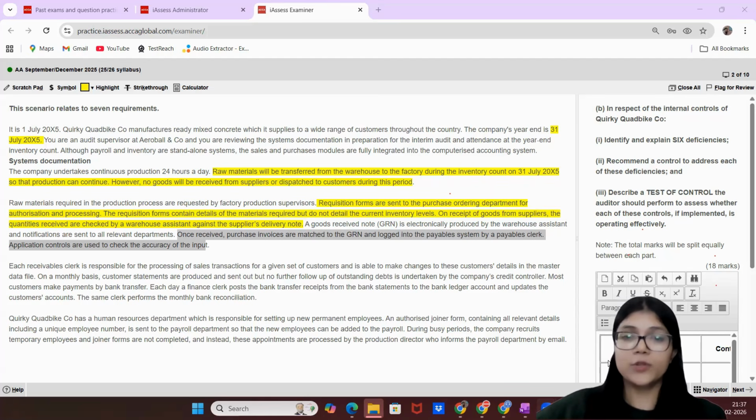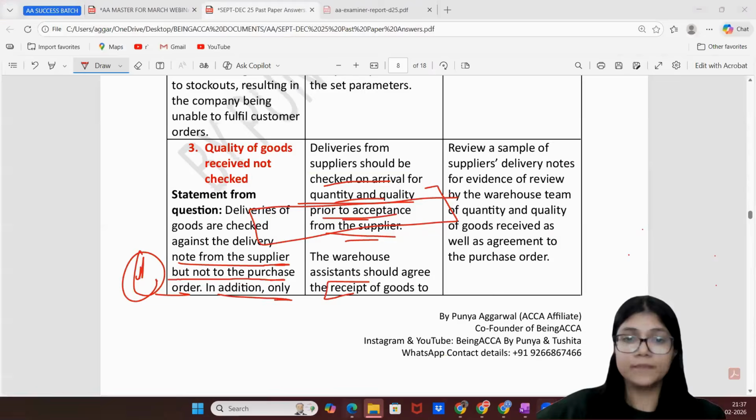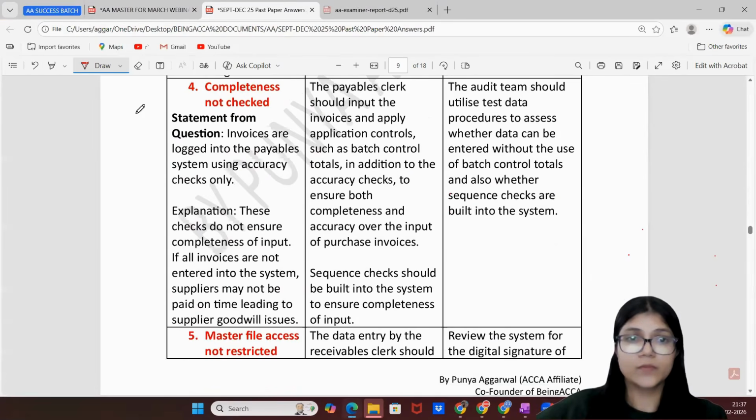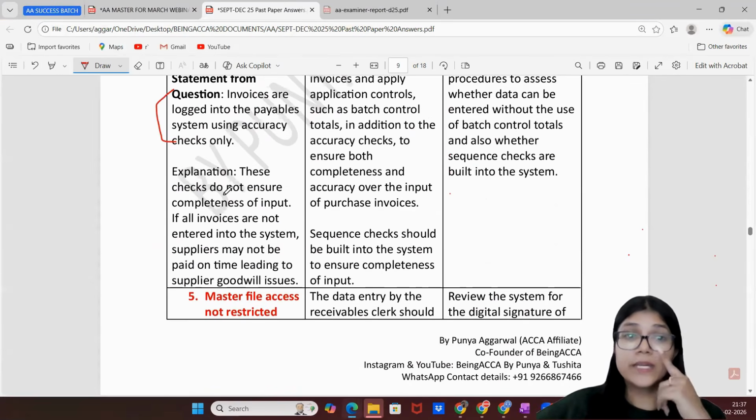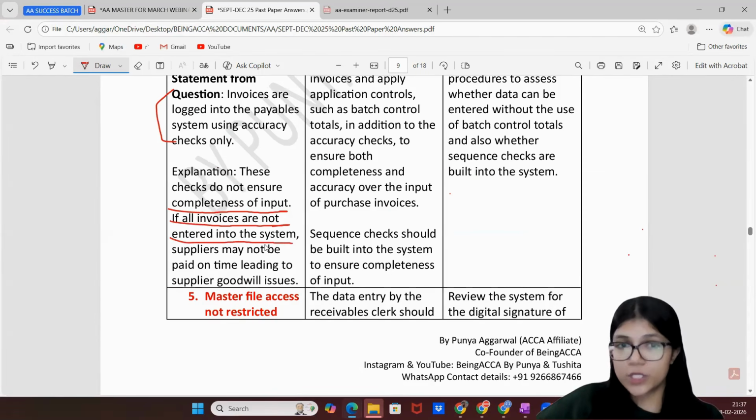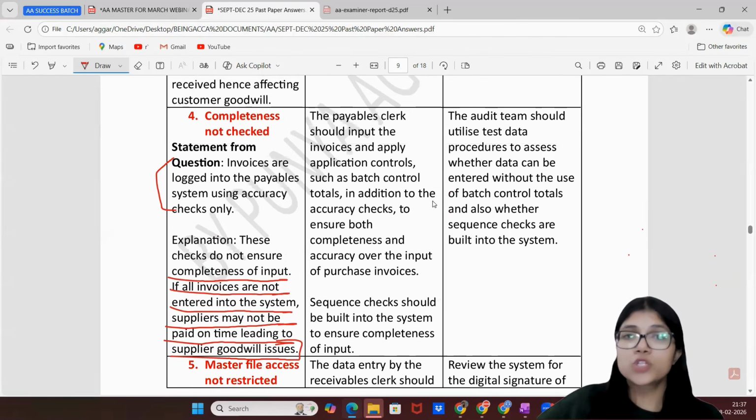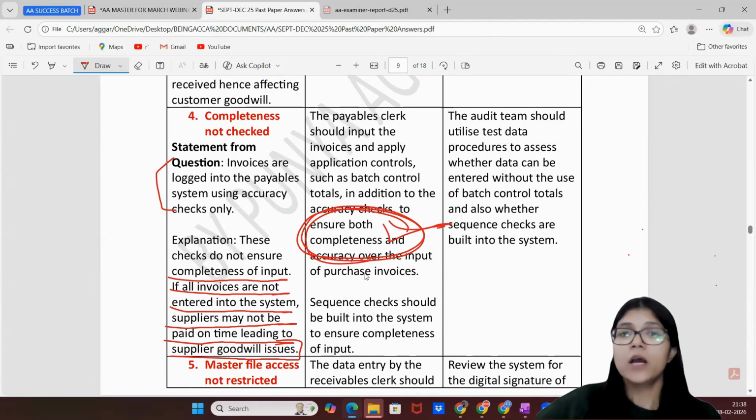Okay, so let me show you my answer also for this one quickly. Yeah, so the statement from the question: these checks do not ensure completeness of the input. If all invoices are not entered into the system, suppliers may not be paid on time, leading to supplier goodwill issues. Right? So you will tell that the application control should have the completeness and accuracy of inputs in total also. The completeness should also be checked along with your accuracy for it.